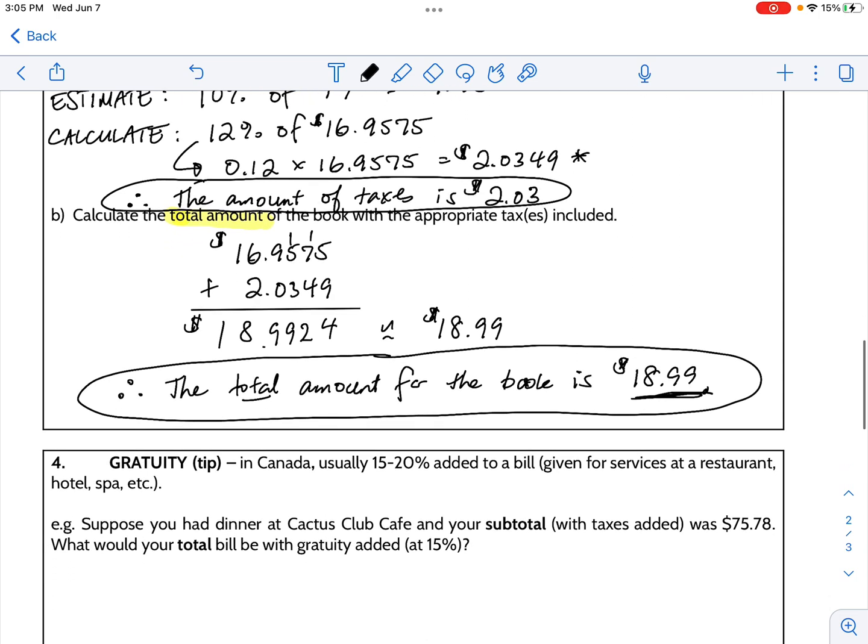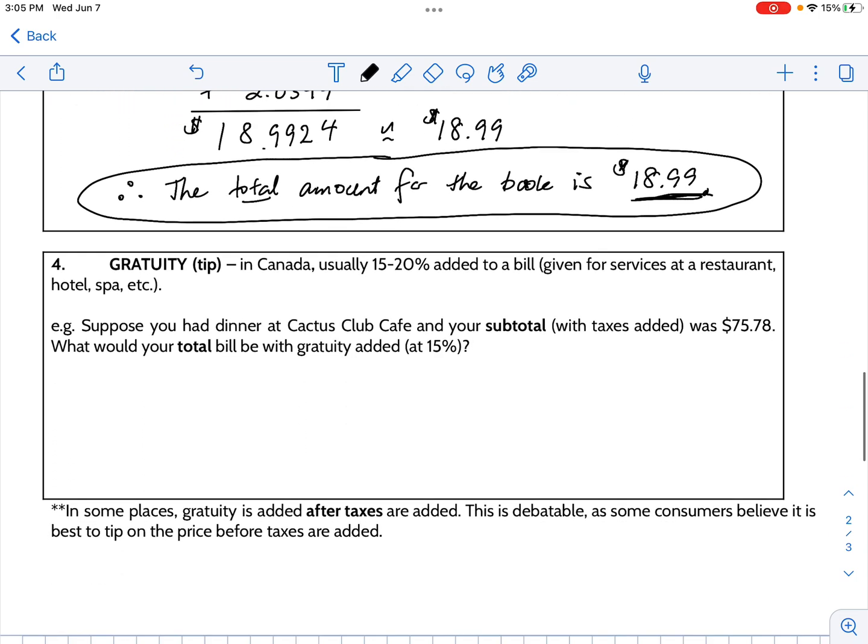Okay, the final piece here is gratuity. Gratuity, also known as tipping or tip. In Canada, usually 15 to 20%, and it's becoming more and more towards 18 to 20% now, is added to a bill given for services at a restaurant, hotel, or spa, etc. Gratuity is added after taxes are added usually. Usually.